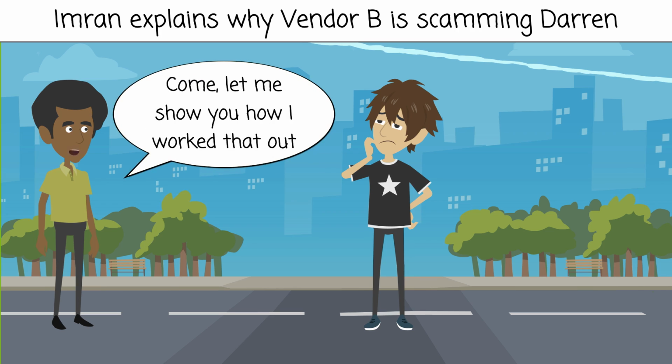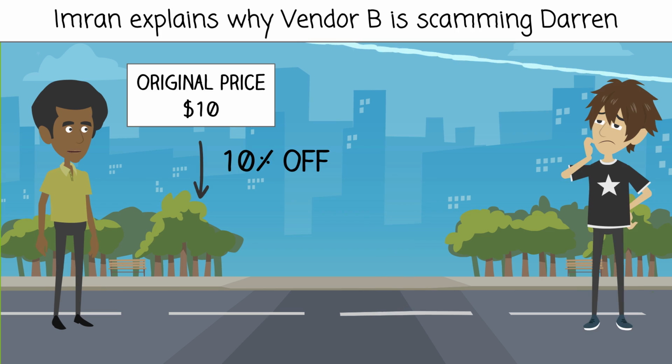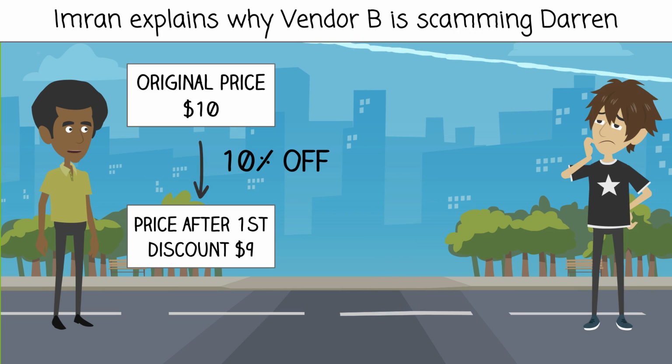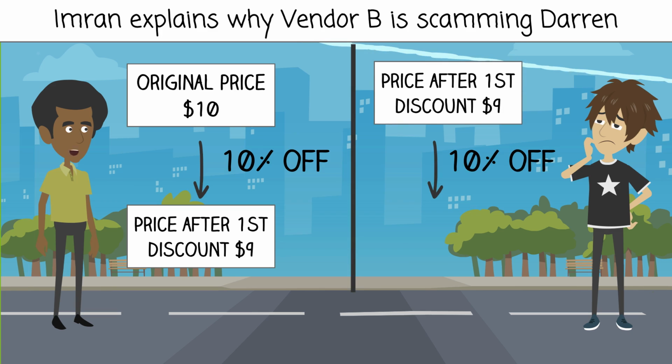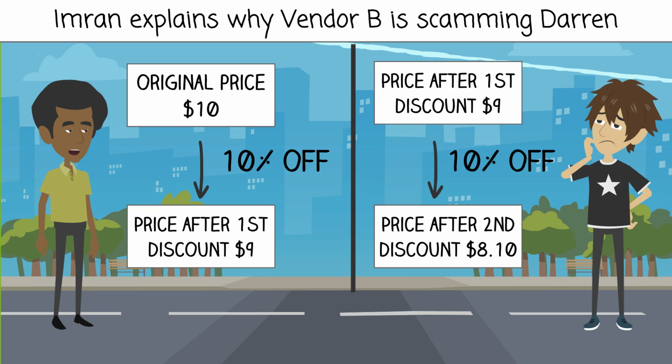Come, let me show you how I worked that out. The first discount is 10% off the original price of $10. So the new price of the rose after the first discount is $9. Then vendor B gives another 10% discount. This 10% discount is off the price after the first discount, which is $9, not the original price of $10. So the final price after all the discounts is $8.10.